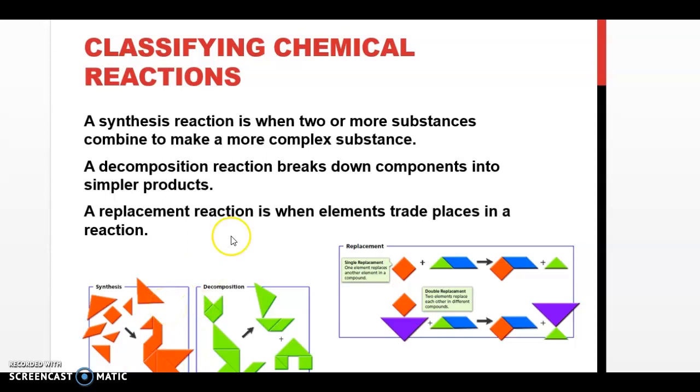I'm synthesizing. If I'm decomposing, decomposition means I'm breaking it apart. So I have my little cat here, and I'm breaking it apart into different substances. I'm breaking it down. And then replacement means that I start with something and I rearrange things. So for instance, here's where I have single replacement. All I'm doing is replacing the triangle with the diamond, and then the triangle is off by itself. If I have a double replacement, it means the diamond and the triangle basically switch places. So they're replacing both of them, they're basically switching places. So we call it a replacement. They trade places within the reaction.